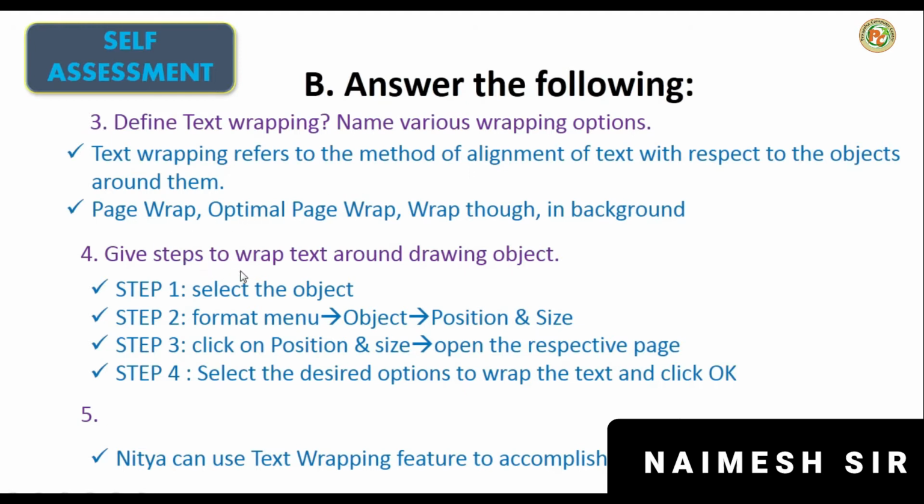Give steps to wrap text around the drawing object. For that, we have to select the object, then click on the Format menu. From the Format menu, click on Object, and from Object the positioning and size option will appear. From this, we open the respective page in which we want to make the changes. Select the desired option to wrap the text around and click OK.